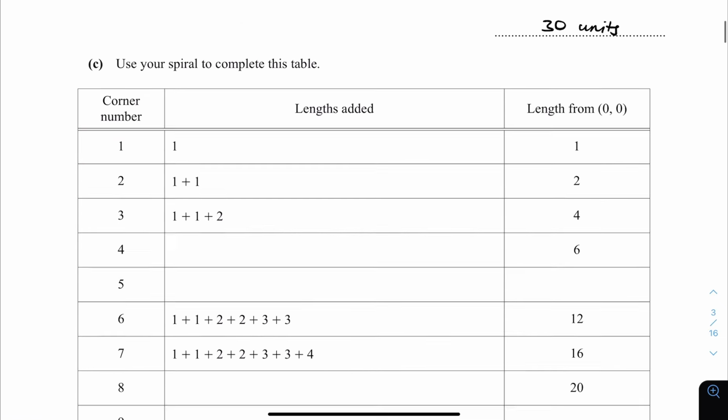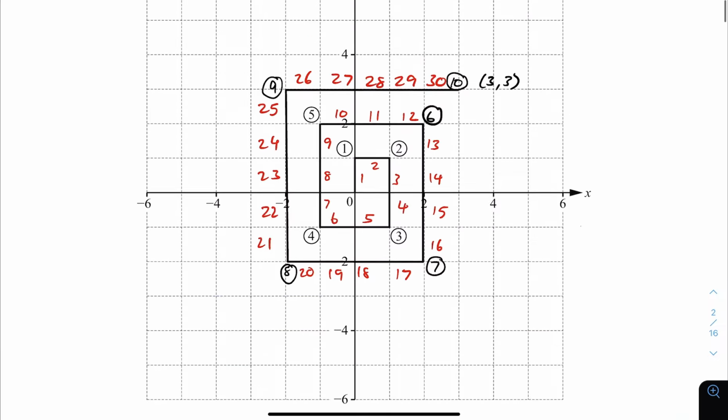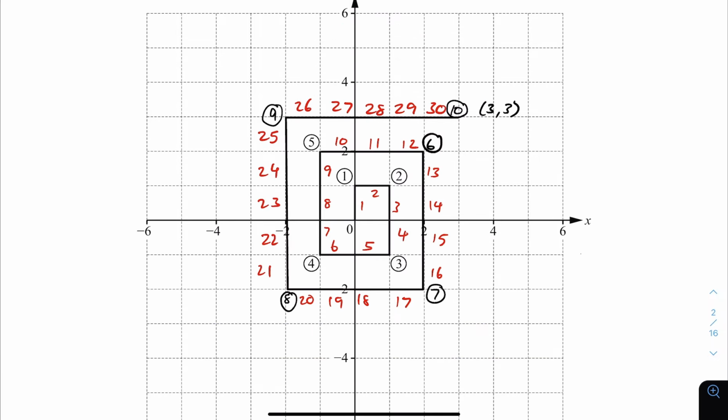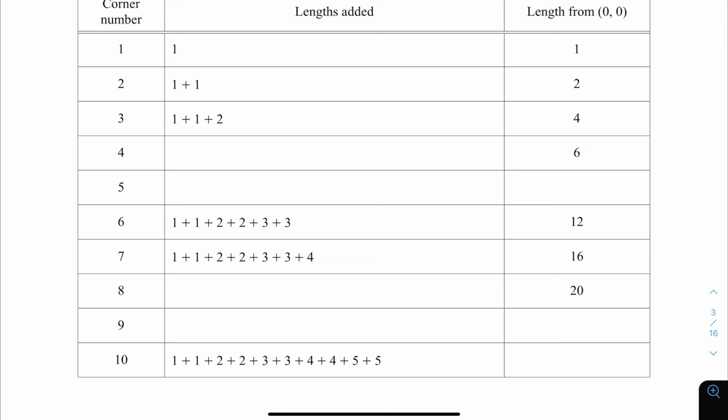All right, so use your spiral to complete this table. You know, I'm just looking at this table and we don't even need to use the spiral. We know we can use it a little bit, like it goes 1 up, then 1 to the right, then 2 down, then 2 to the left, then 3 up, then 3 to the right. So it's basically adding the same number twice each time. So we can use that principle for number 4.